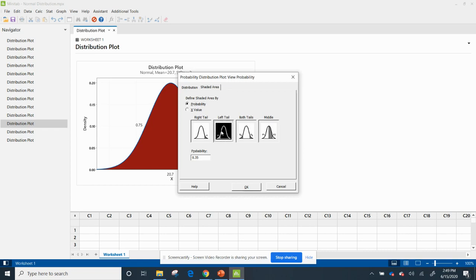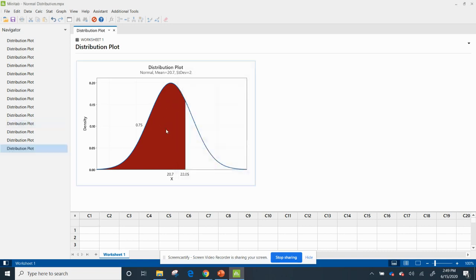And why are we going to do the left-tailed? Because remember I said I want to know the score for 75% and below. So I do that left tail, and then here I'm going to put in this 0.75. I don't put it in as a whole number. Again, I put it in as a decimal. And if I hit OK, this is what I get.